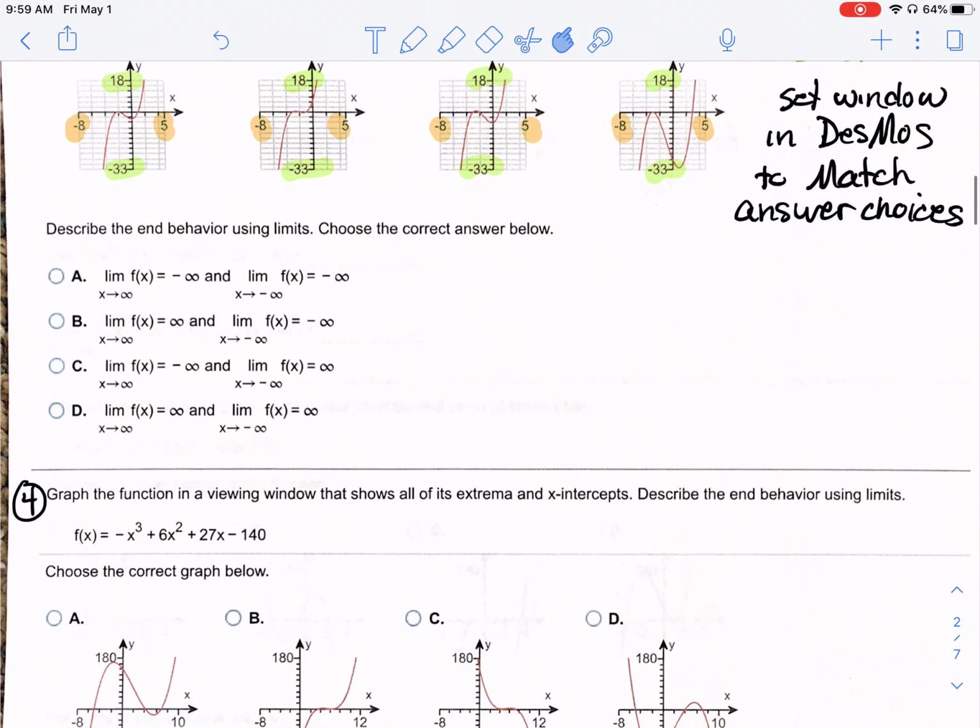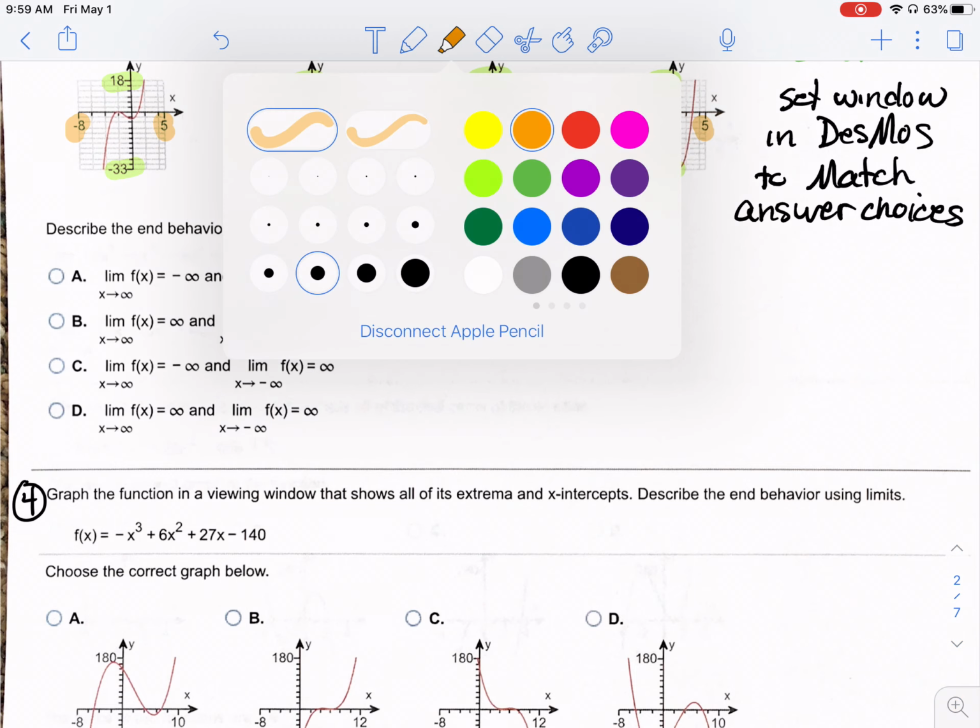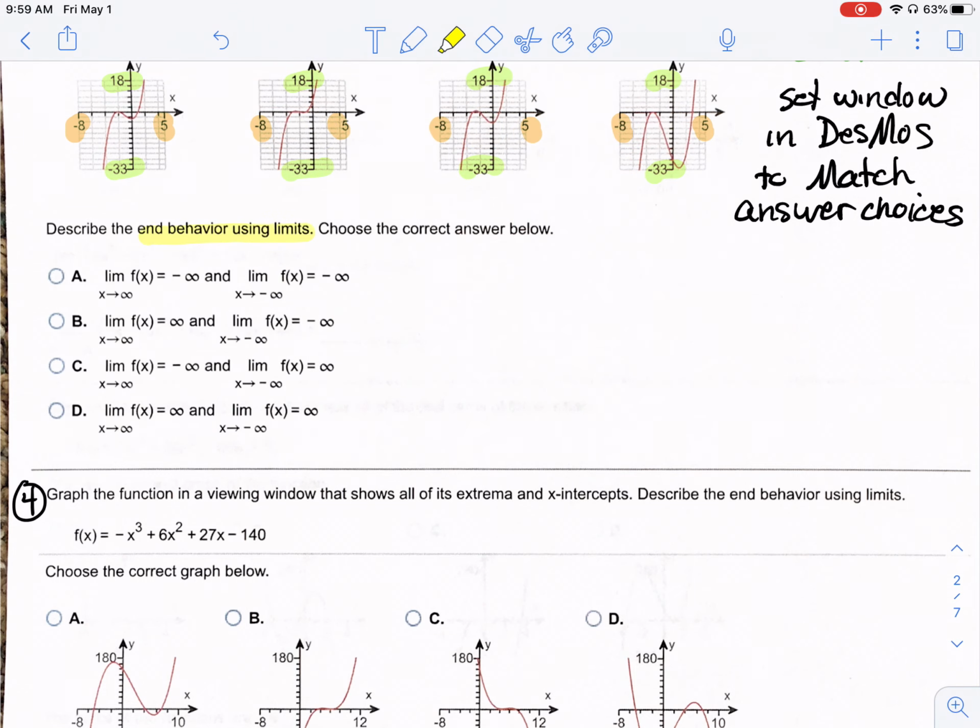In behavior notation, I think I'll finish explaining this and then I'll make another video for the next part. In behavior notation, using limits, this is new. It looks scary, but you guys, it's really not.